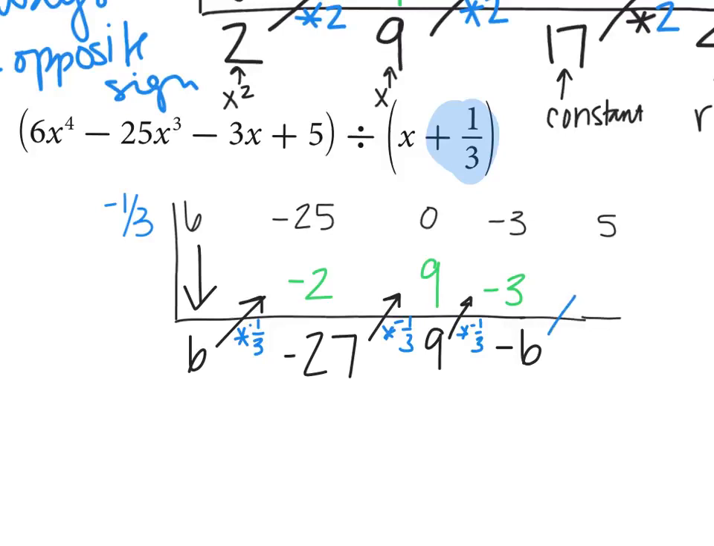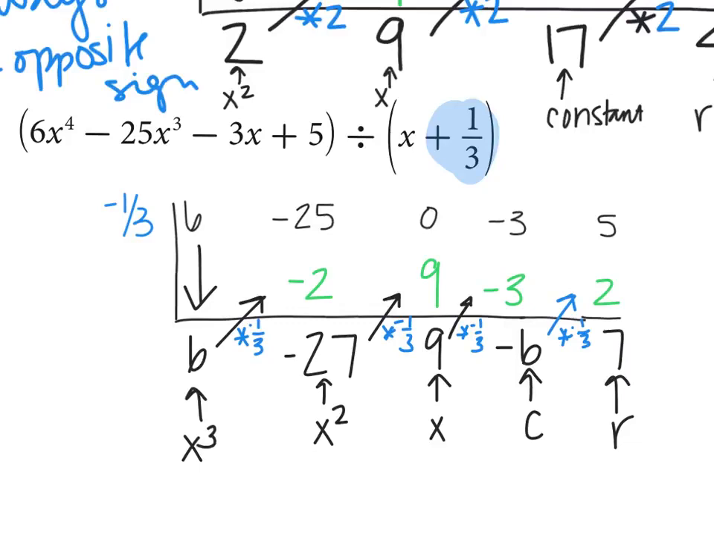Okay, and then negative 6 times negative 1/3. Positive or negative? Positive 2, and then 5 plus 2 is? Okay, so starting from the very end, starting from the right side, what is 7? Okay, then negative 6. Okay, 9. Negative 27. And then positive 6.